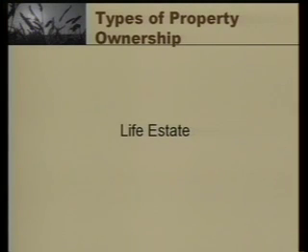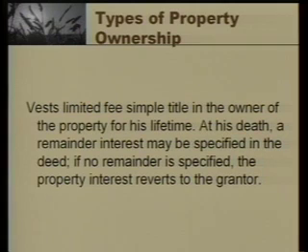The next type of ownership that is less than that full bundle of rights is a life estate. A life estate vests a fee simple title in the owner of property for his or her lifetime. At his death, generally there is a remainderman specified. It'll say, I want to convey this to my child and reserve a life estate, or I can say that I want to purchase a life estate.